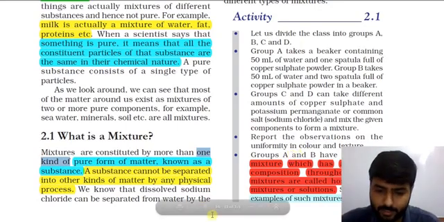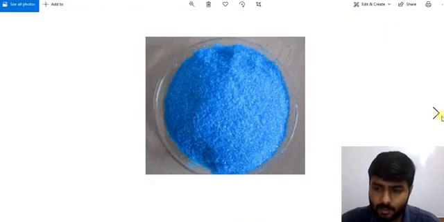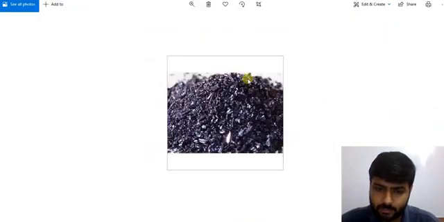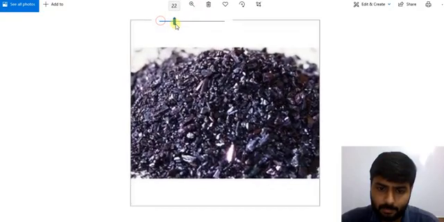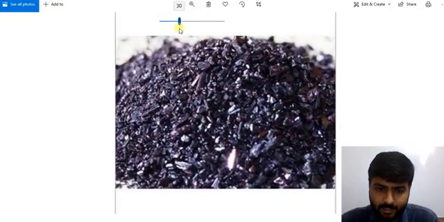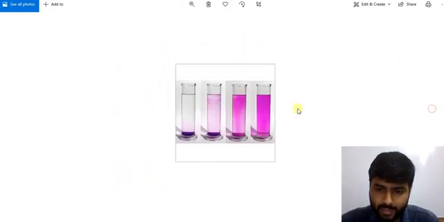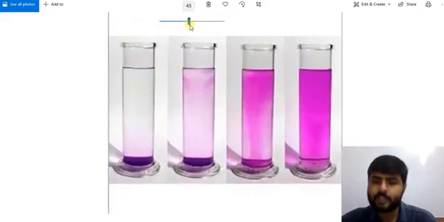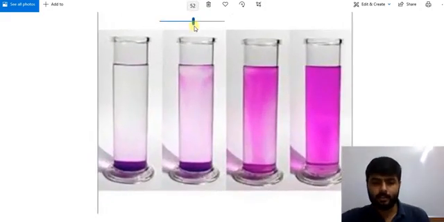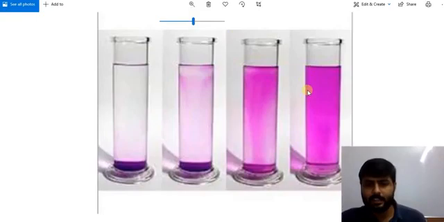What is potassium permanganate? Here we can see that this is potassium permanganate. It will give a pink or magenta kind of color in water, which looks like this. If we dilute potassium permanganate in water, it looks like this.